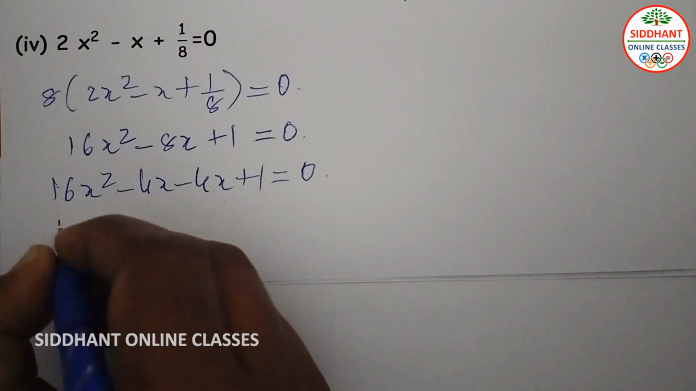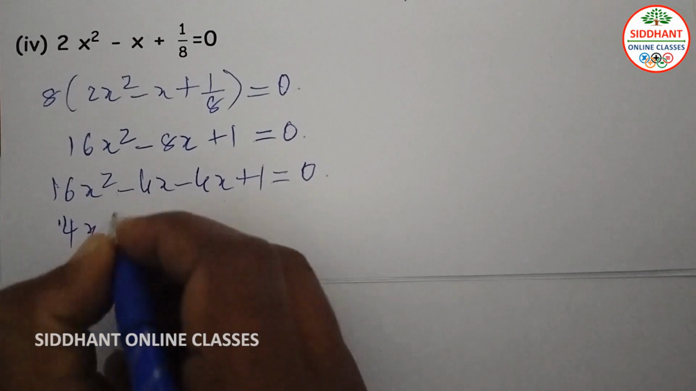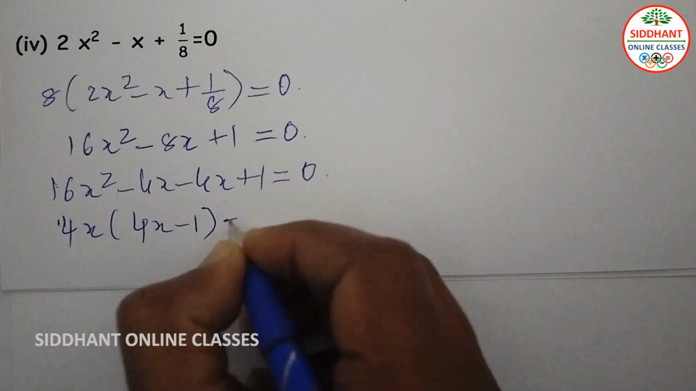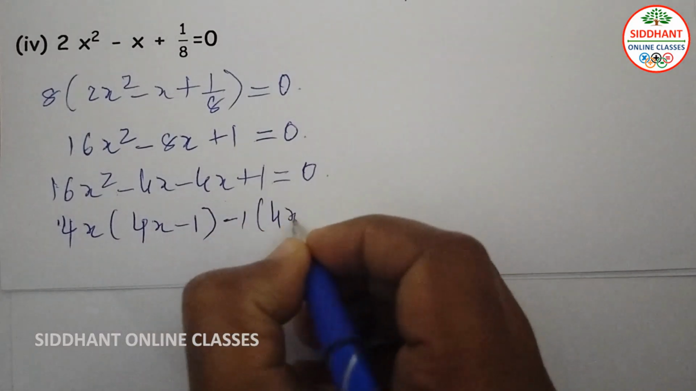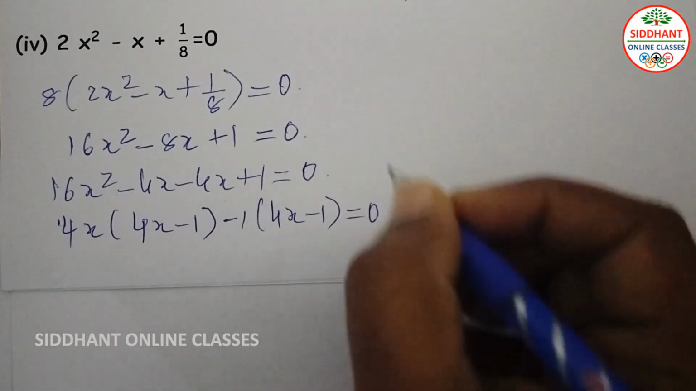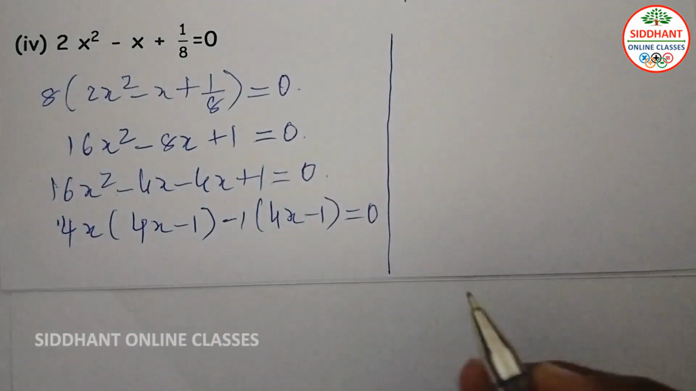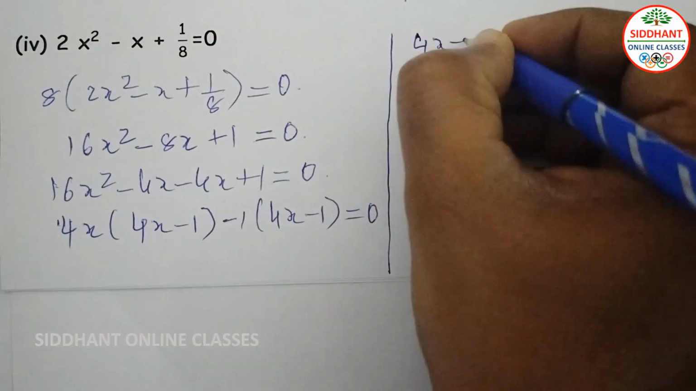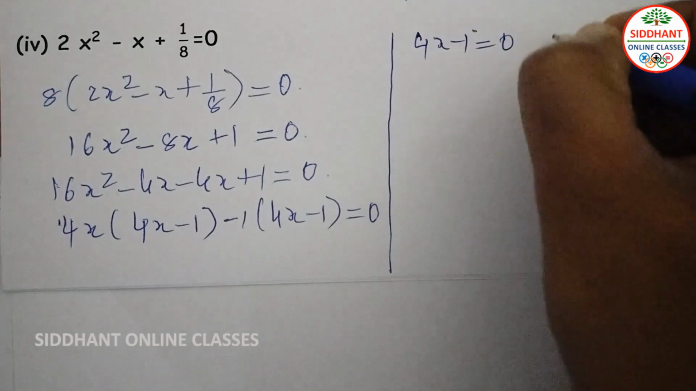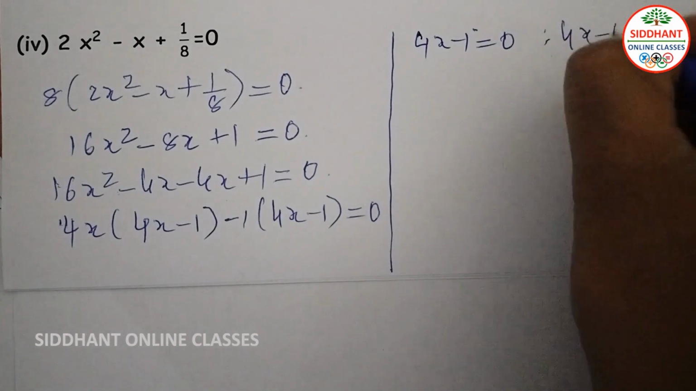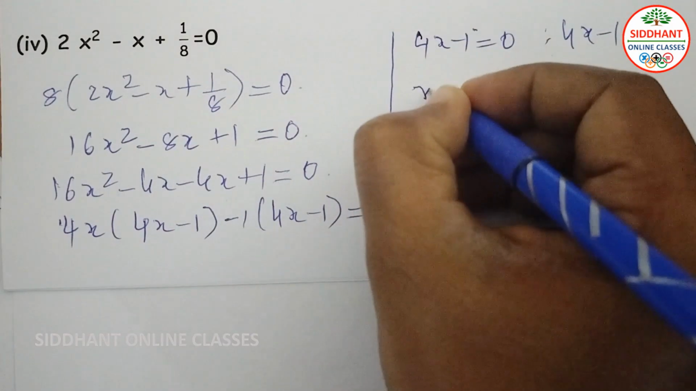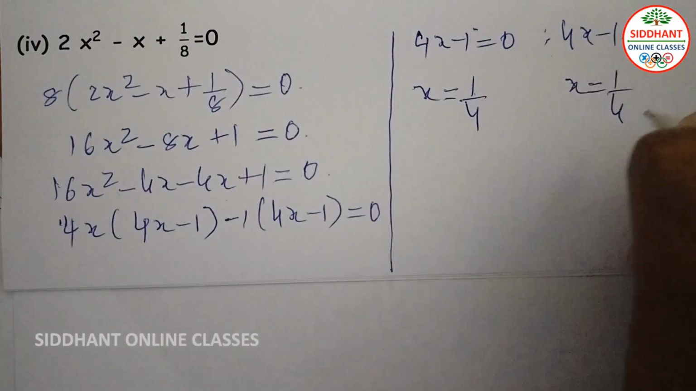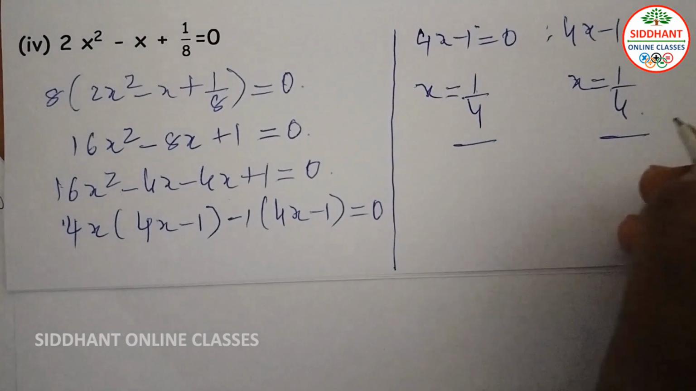Now taking common 4x, which is 4x minus 1, and here minus 1, 4x minus 1 equal to 0. So 4x minus 1 equal to 0, and another is 4x minus 1 equal to 0. So here x equal to 1 by 4 and here x equal to 1 by 4. So these are the two roots.